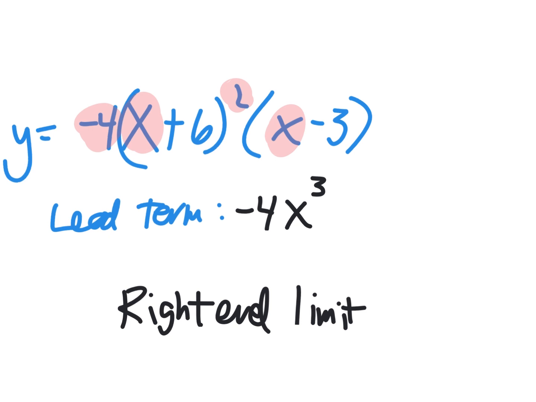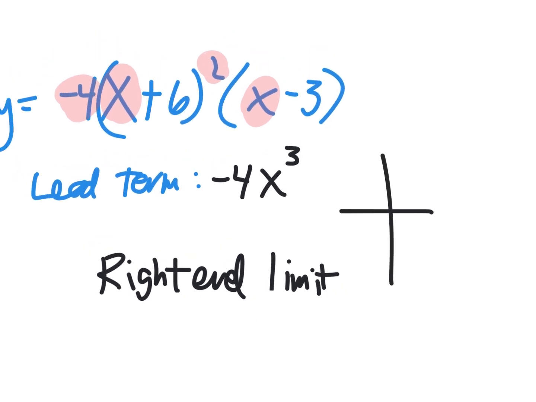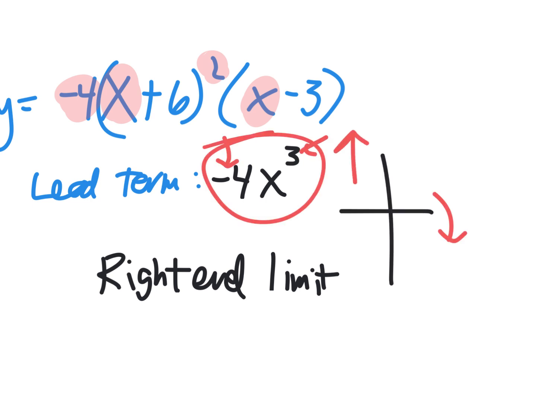All right, so I'm going to sketch it just because I think it'll be easier. So that tells me what it does on both ends. It goes down on the right, which is all I really needed to be able to do my right end limit. But it's odd, so then it goes up on the left. So if they ask me for the left end limit, I could do it too.